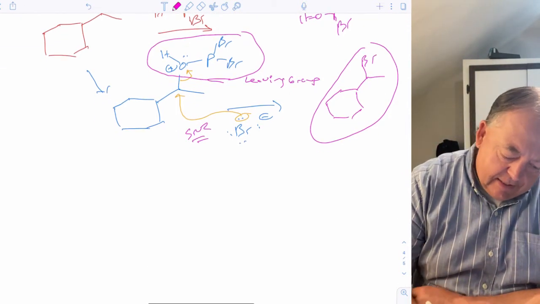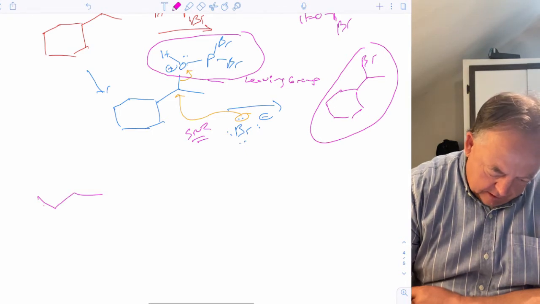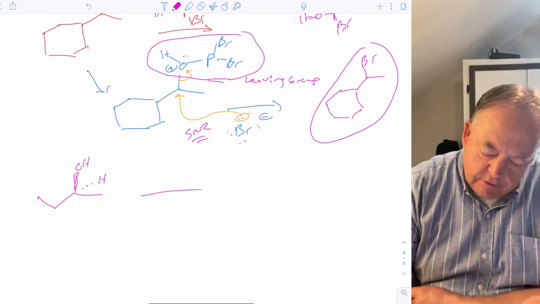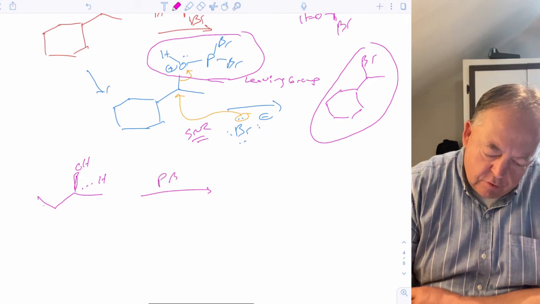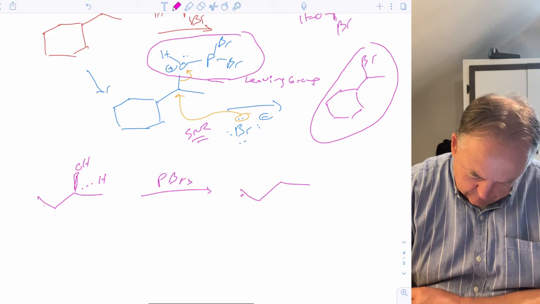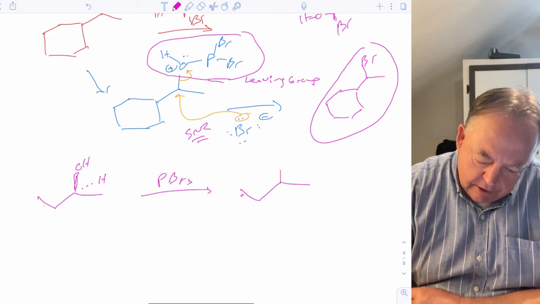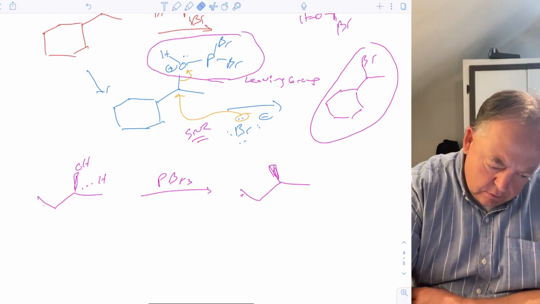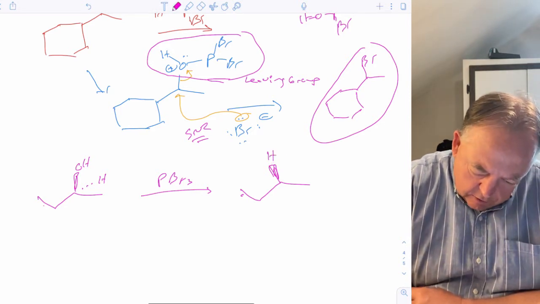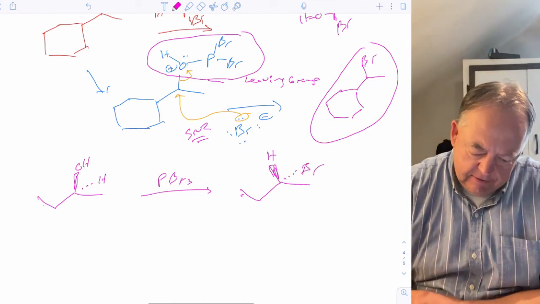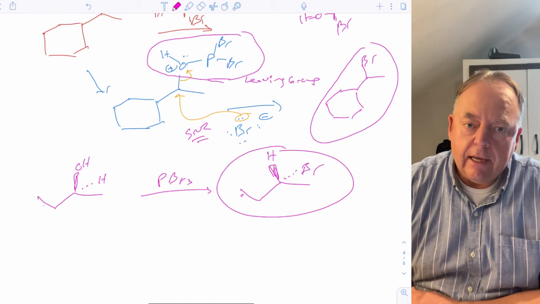Since this is an SN2 reaction, if you remember the details of SN2, add a chiral center. If you did this reaction with PBr3 and had a chiral center, then you would get inversion of stereochemistry. So hydrogen would be flipped to the front and the bromine would be in the back. And that would be your major organic product.